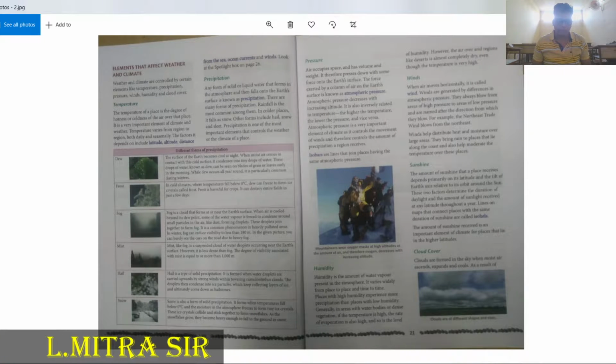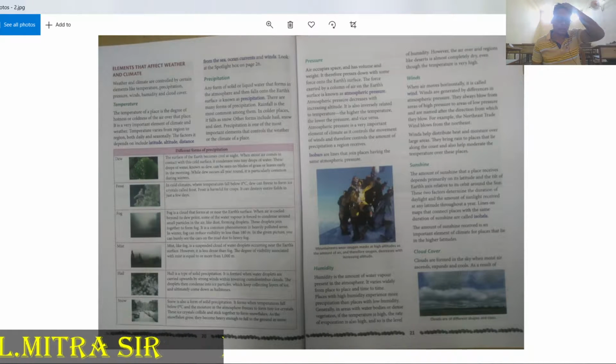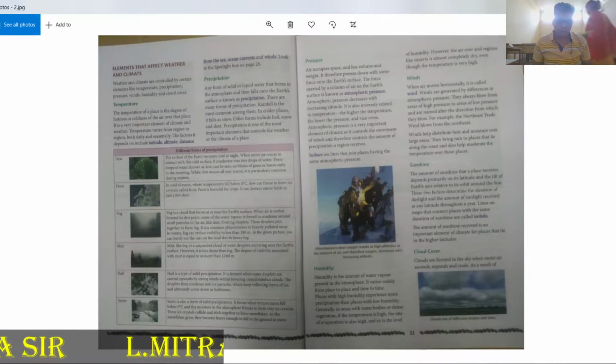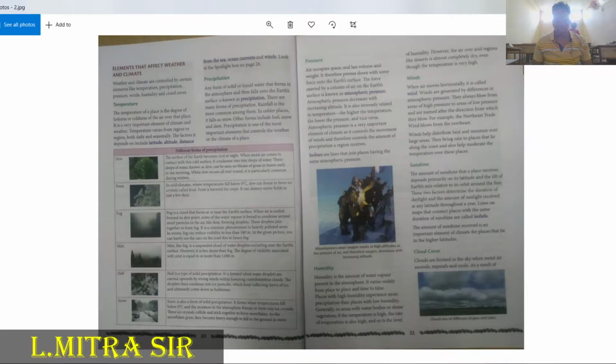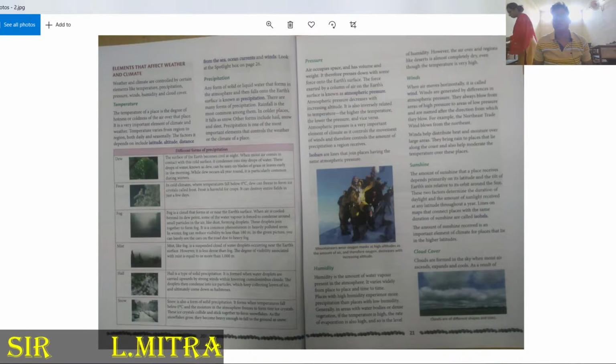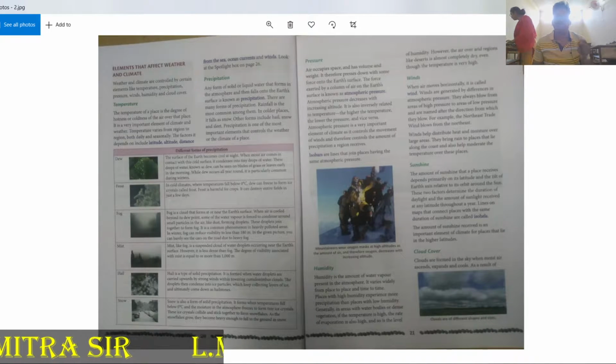Temperature ranges from one region to another region. Some of the factors that can affect the climate or the weather are, first, latitudes, then longitudes, distance from the sea, ocean currents and the winds. So these are the factors that continuously affect the temperature.